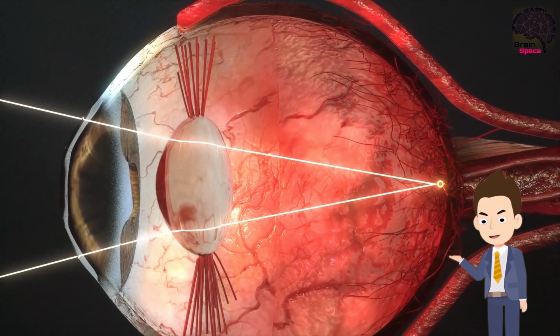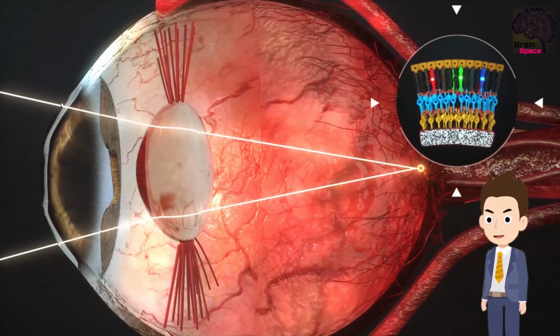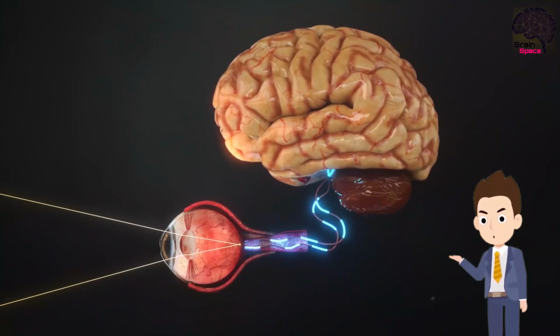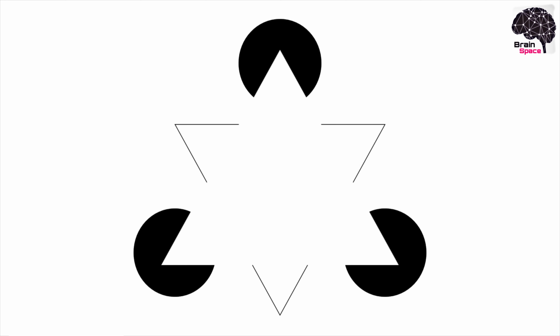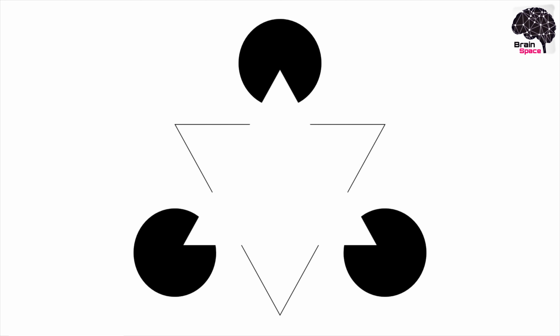Now, let's take a step back. How is the picture taken by the eye and the optic nerve transferred to the brain? To know this, we have to go a little bit deeper to the cellular level. Look at this picture. What you see is just three fragments of a triangle. But when we add these three black circles, things change a lot. Now you can clearly see a white triangle that hides a part of each circle.